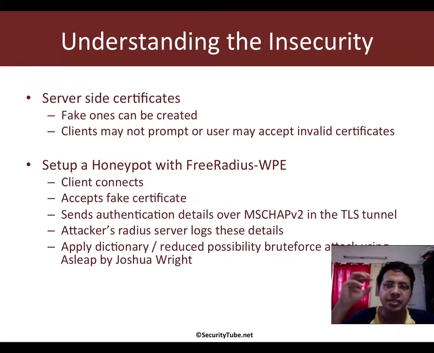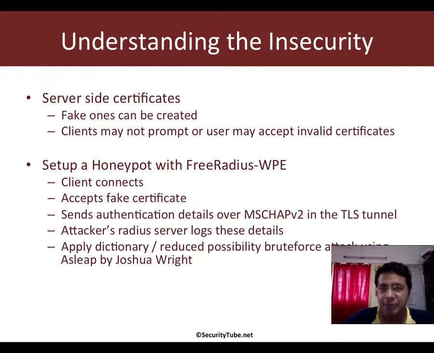Now here is a very simple sample scenario. The attacker sets up a honeypot which is going to advertise a WPA enterprise network which is going to use PEAP, and he can very easily do this by using FreeRADIUS-WPE, which is a modification to the FreeRADIUS code. Using this, when the client connects to this network, the server will go ahead and present the client with its fake certificate.